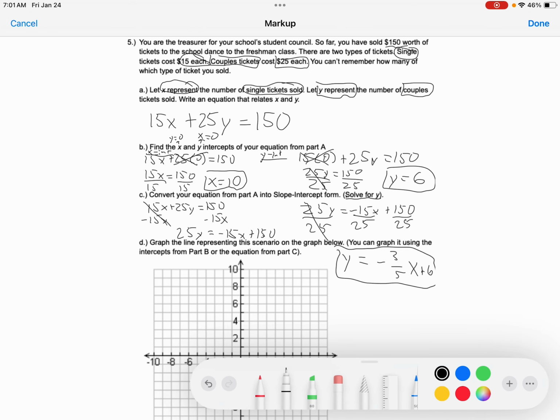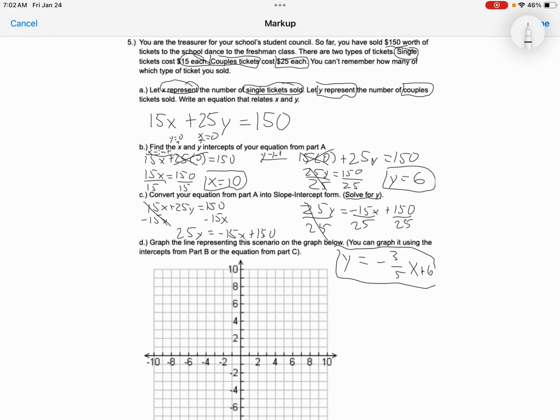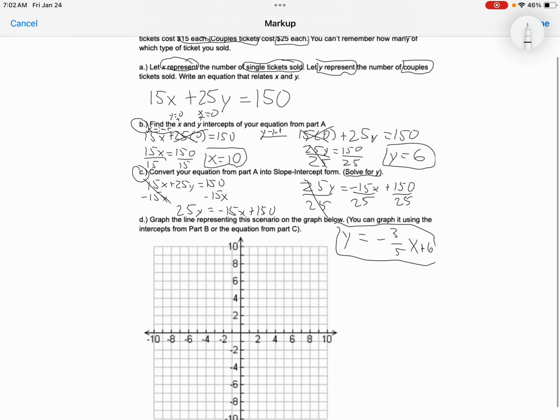Last thing we need to do is graph. You can either graph using the slope-intercept form that we just made, or using the intercepts that we found in part B. Either of these will help you do it. I will show you both. If I'm using the intercepts from part B, I have x equals 10, so I would find a 10 on the x-axis. And my y-intercept is y equals 6, so I find 6 on the y-axis. And once I have those 2 points, I can draw the line between them.